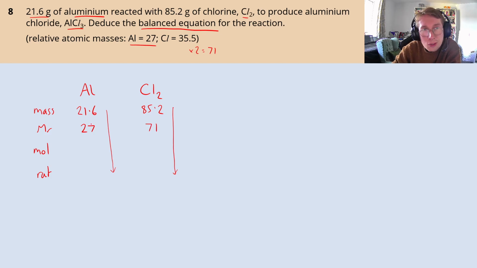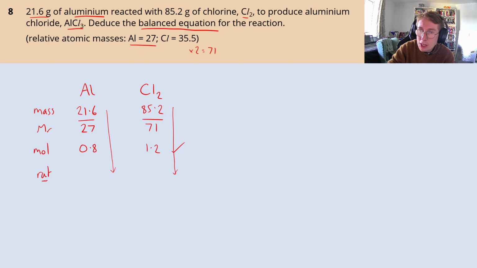Now we need to find the moles. As before, the reason we lay it out like this is so that we can just put that line in there to remind ourselves to divide. And if we divide 21.6 by 27, we get an answer of 0.8. And if we divide 85.2 by 71, we get an answer of 1.2. So that's all well and good so far. In terms of the marks that we've got, we can get 1 mark for calculating both those numbers of moles. Brilliant. As always, calculate the moles, you're going to get some marks.